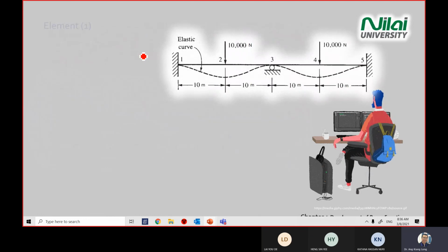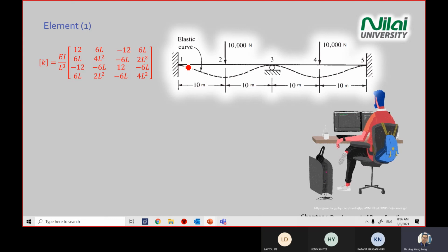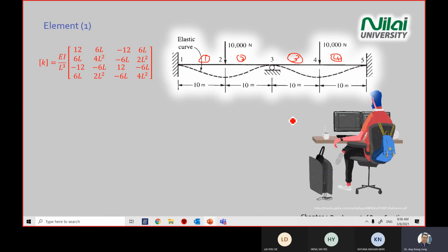Okay, how do we solve it? We just repeat the principle like what we learned this morning. So for element 1, you write the stiffness matrix for element 1. In this case, you break this beam into a few elements. Element 1 with points 1 and 2, element 2 with points 2 and 3, element 3 with points 3 and 4, element 4 with points 4 and 5. Okay, stop me if there's anything you don't understand. Don't let the questions pile up.